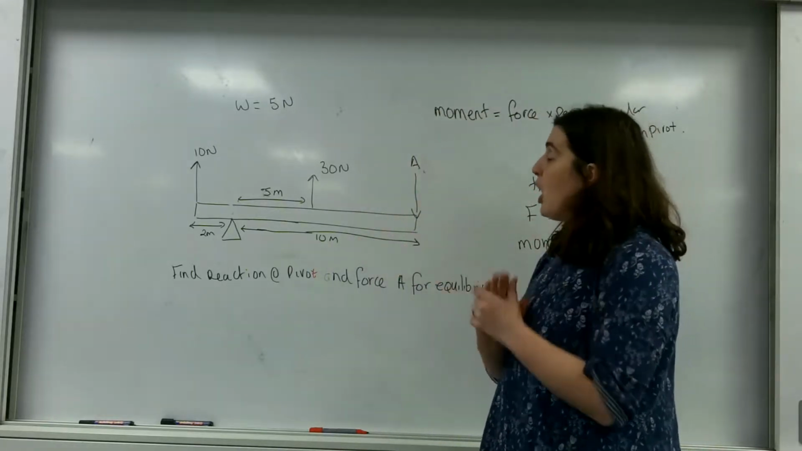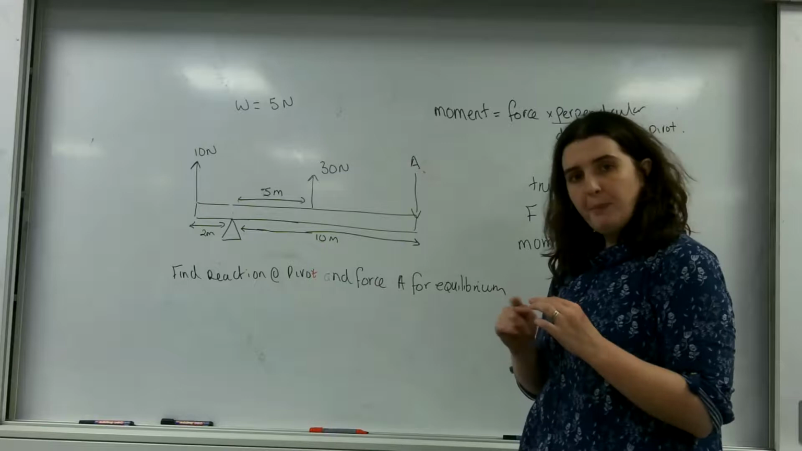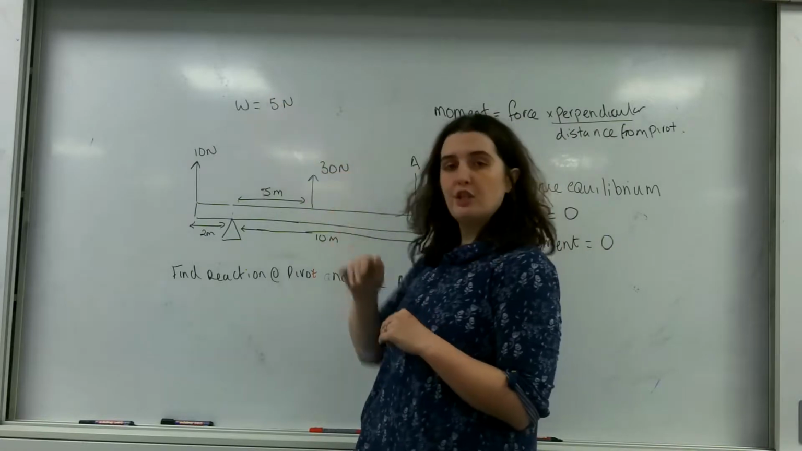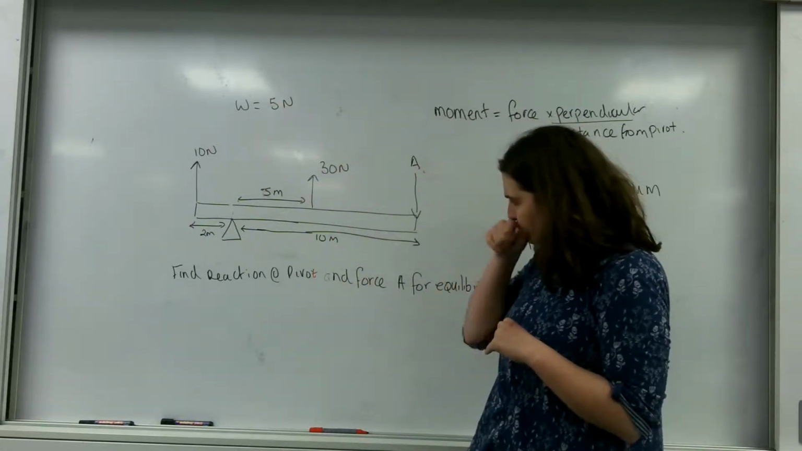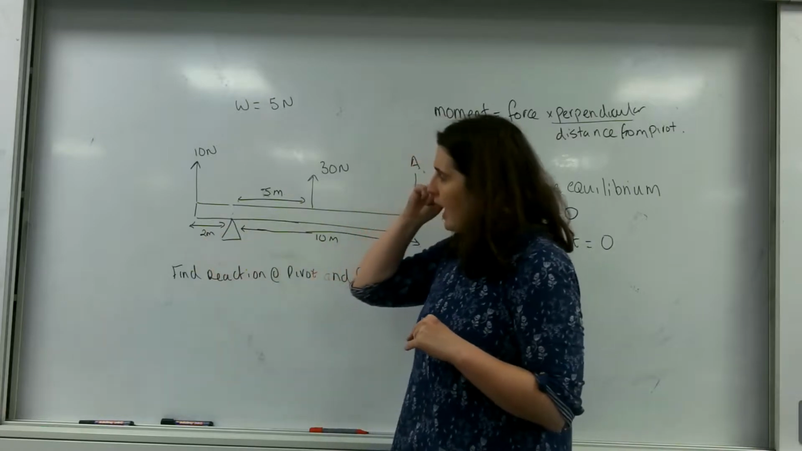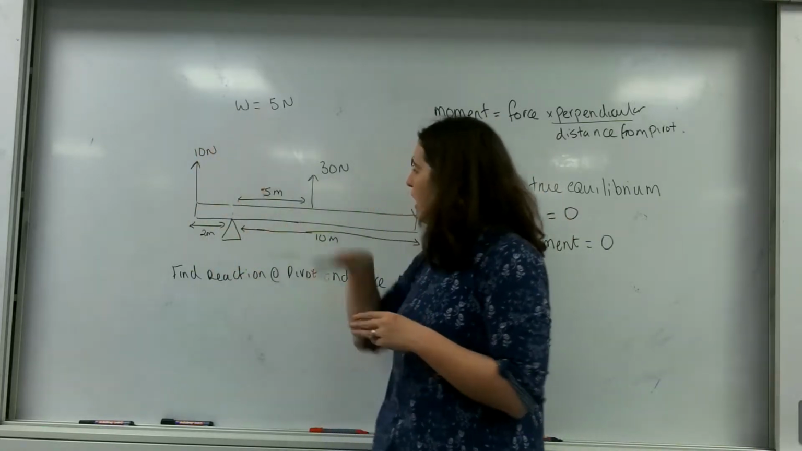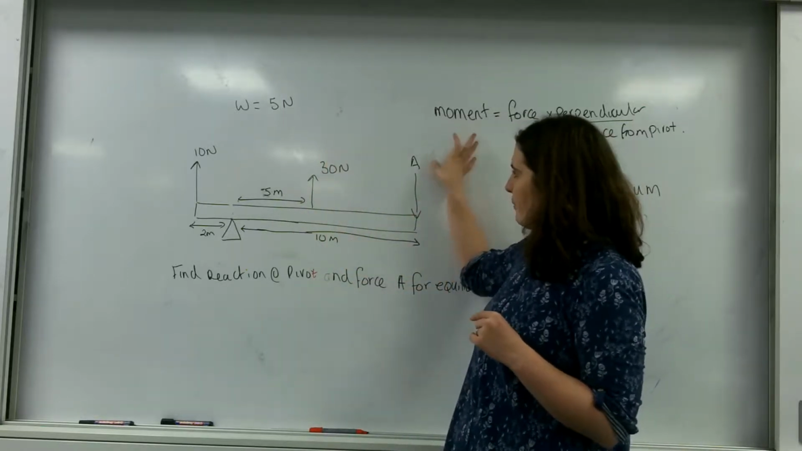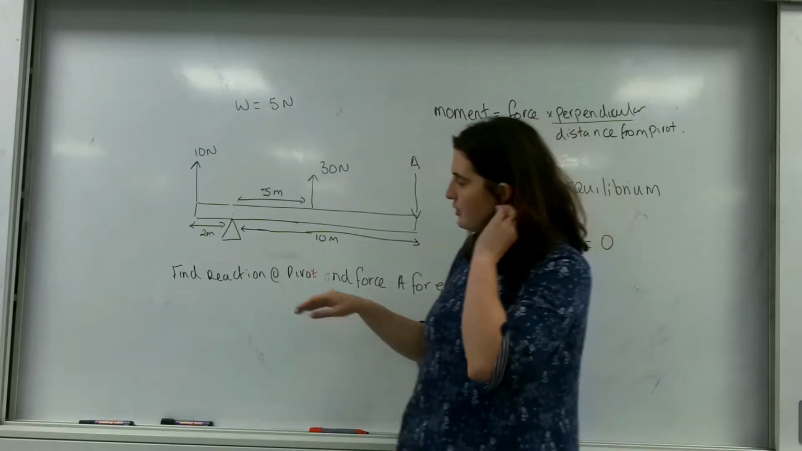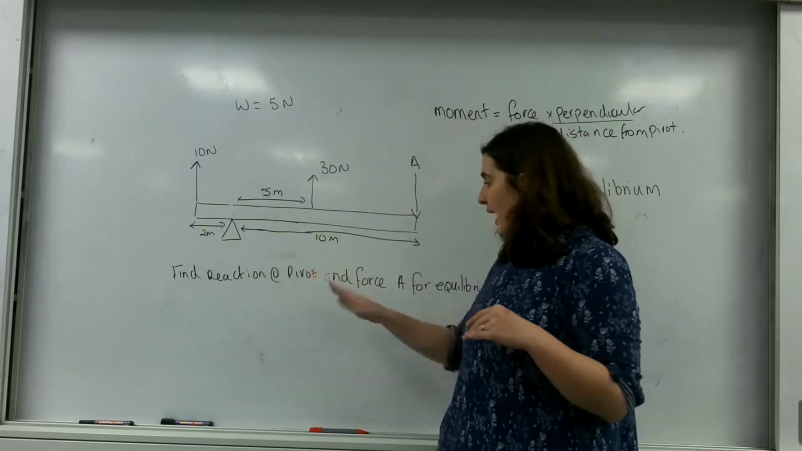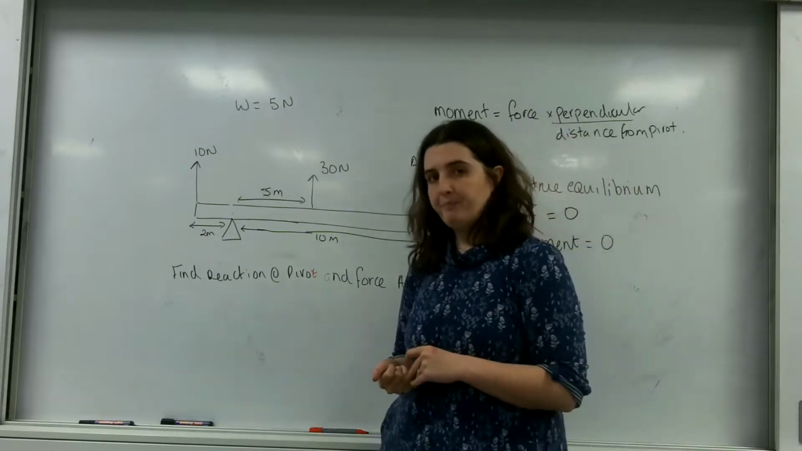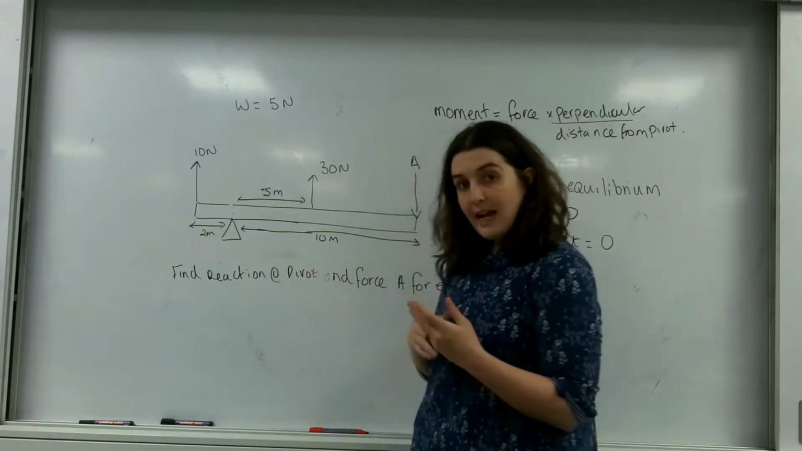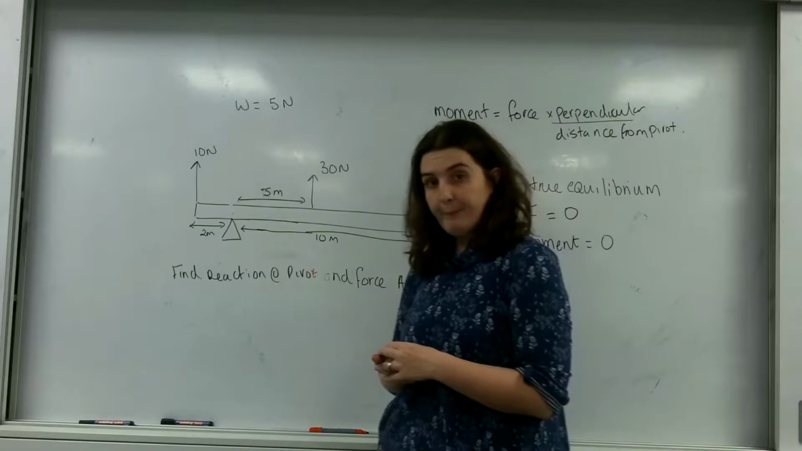I have a system of a block with a pivot. So here's my pivot. I've got a 12-meter long beam that has a weight of 5 newtons, and this pivot is acting 2 meters in. I've got a force of 10 newtons this way, 30 newtons 5 meters from the pivot, and 10 meters away I've got this force A. I would like to find the reaction at the pivot and the force A for equilibrium. So I need to try and find the value for the force of A and a reaction force at the pivot that will make equilibrium.